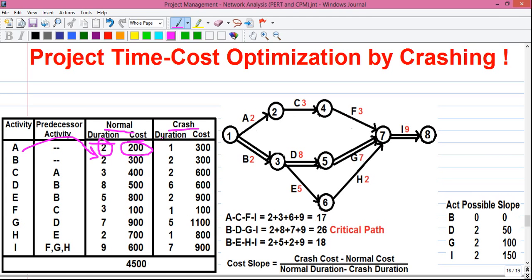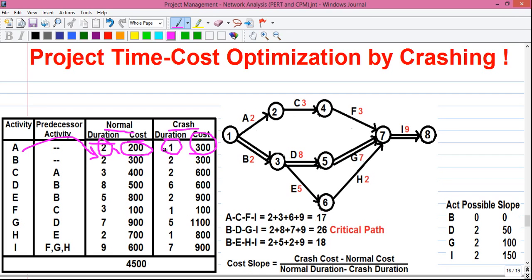Next is crash duration and crash cost. The crash duration represents the minimum time an activity can be completed with extra resource or extra money. So activity A can be completed in 1 day instead of 2 days but at an increased cost of 300 rupees per day. In normal duration it takes 200 rupees for 2 days, so that means 100 rupees per day, but in crash situation or in shortened situation it takes 300 rupees per day, that is 3 times. So although we can reduce the activity duration, our project cost will increase.